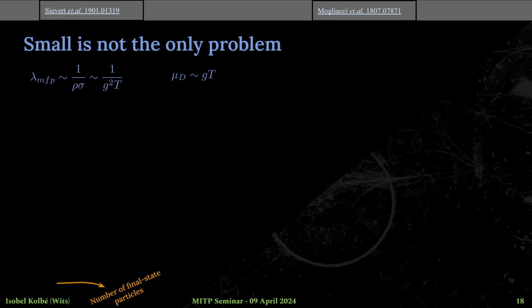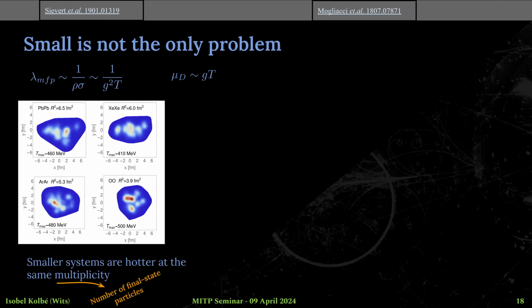Okay. You have a bigger problem though, we realized very quickly, and it's that small is not your only problem. It's not just that these systems are smaller than other systems. They actually turn out to be hotter as well. So you think that what you're doing to be reasonable is to compare two systems with the same number of produced particles in them. Because to you, in your mind, that's the experimental proxy for the size of the collision area, the number of produced particles.